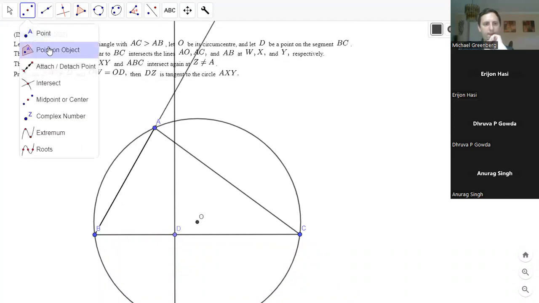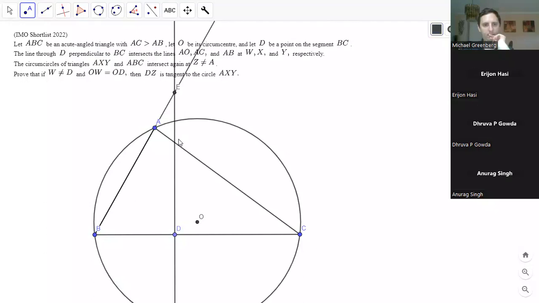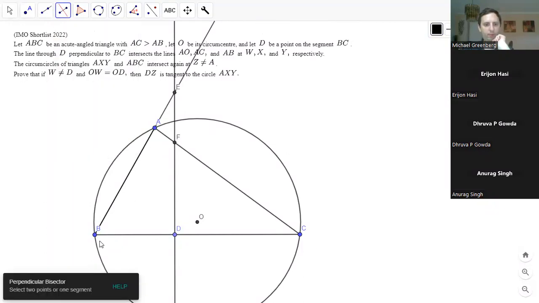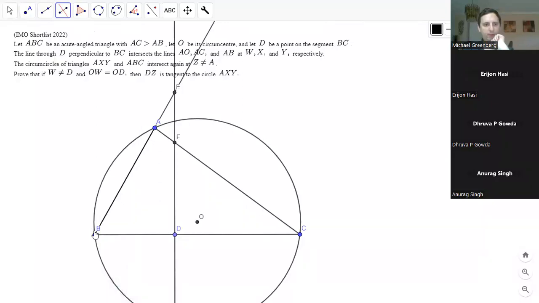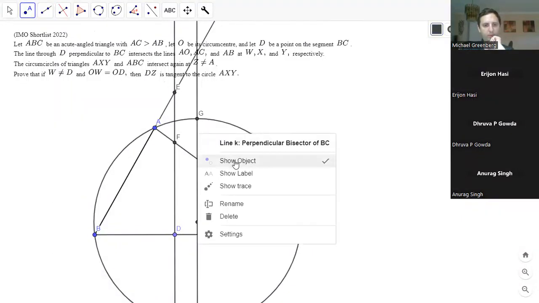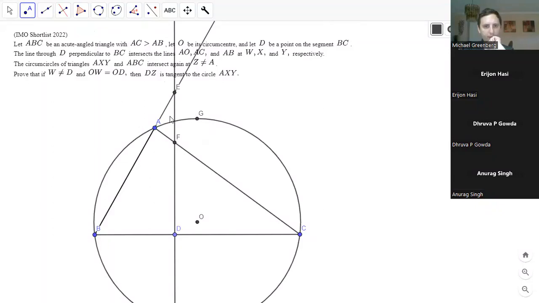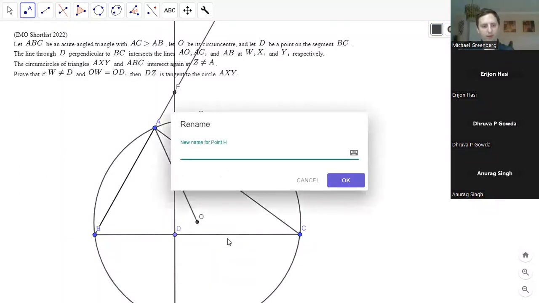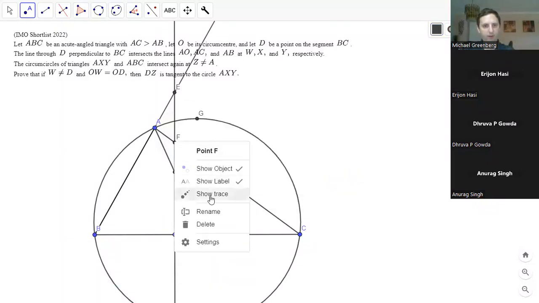So let me draw the midpoint of arc BAC, because I think I've seen, I wonder if that's cyclic, but we'll see. Okay, so let me name these things. It intersects AO at W and AC at X and AB at Y.